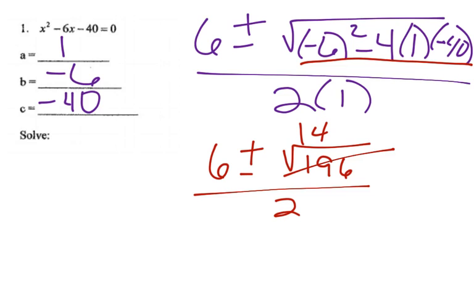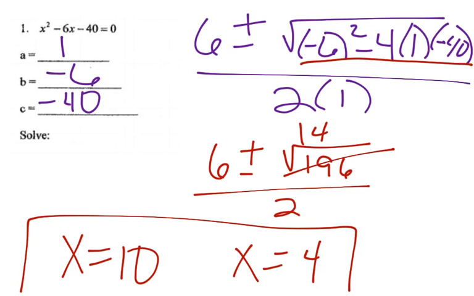So to get your two answers, you're going to go 6 plus 14, press enter, and then divide by 2, and you get x equals 10. And then you do it again with the minus. 6 minus 14, press enter, and divide by 2, and you get x equal negative 4, for your two answers. Make sure that you press enter before you divide by 2.